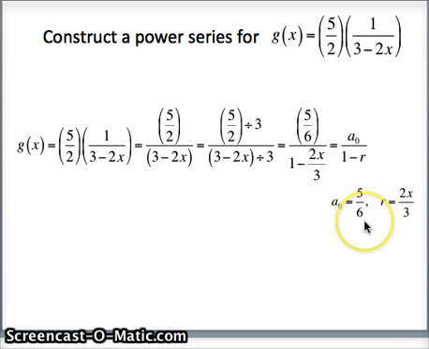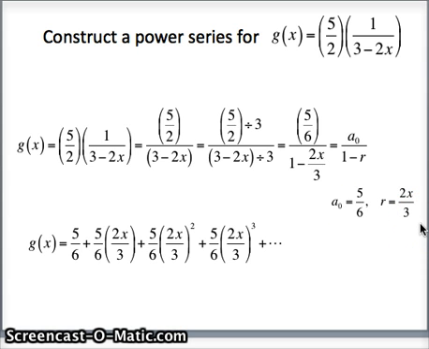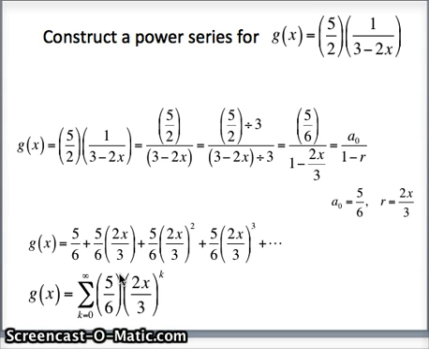5/6 plus 5/6 times 2x over 3 plus 5/6 times 2x over 3 squared plus 5/6 times 2x over 3 cubed, etc. And our exponents, 0, 1, 2, 3, this is going to start at k equals 0. That's going to be the sum as k goes from 0 to infinity of 5/6 times the common ratio, 2x over 3, to the k. So we have constructed a geometric series for g of x.